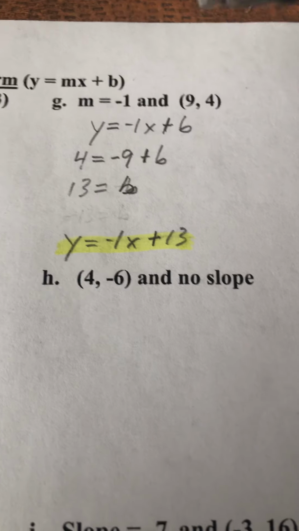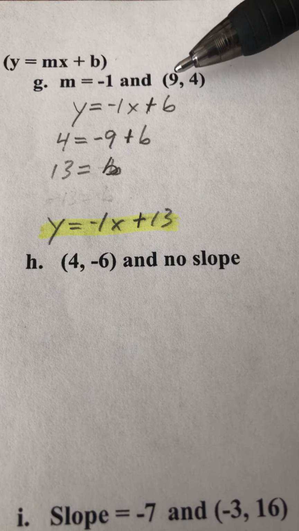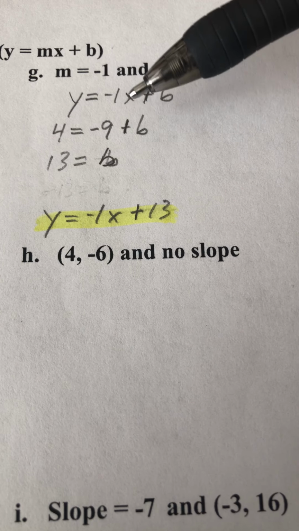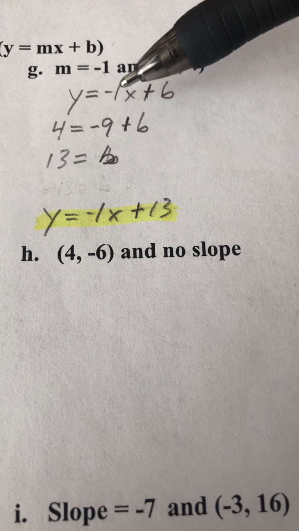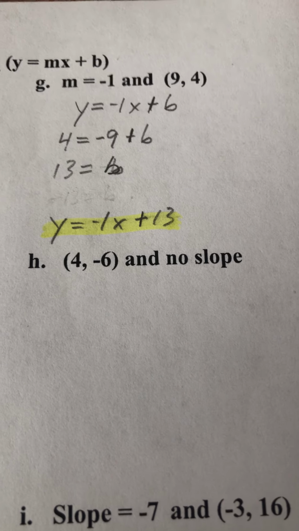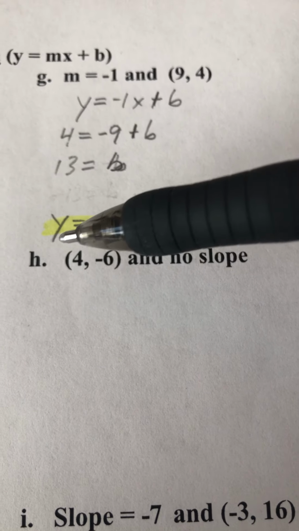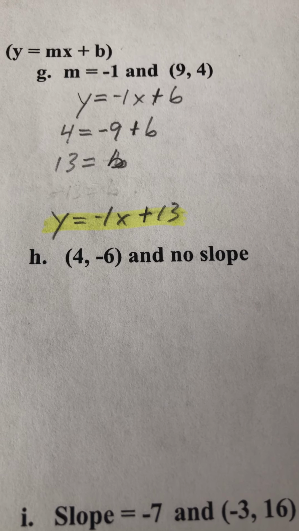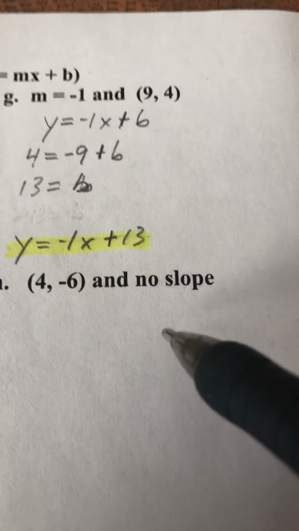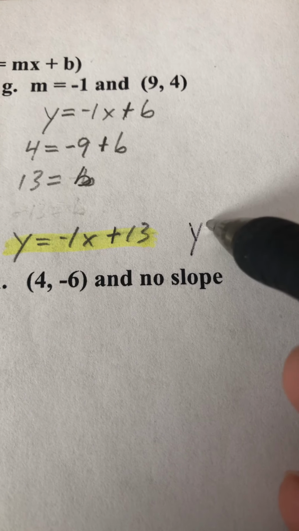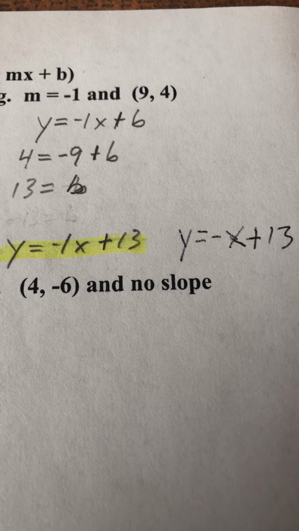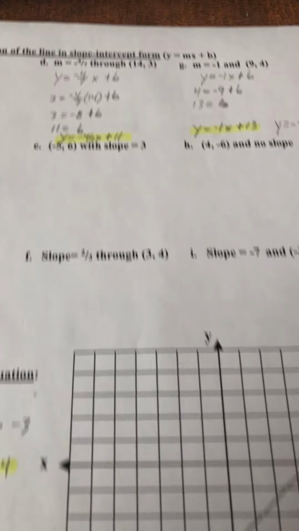And number 9, you do the same thing. I'm going to plug in my x value and my y value in order to solve for b. Notice the slope was negative 1, so negative 1 times 9 gives me negative 9. That's why it looks like that. I have 13 equals b, and so my equation ends up being y equals negative 1x plus 13. You could have written it like this. You don't have to write the 1 there, so it could be y equals negative x plus 13. You could write it like that too. Try the other ones on your own.